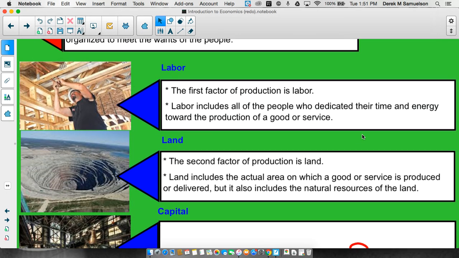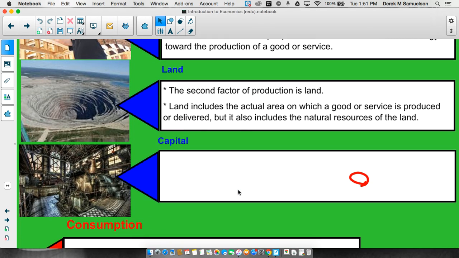Let's look at land. Land is, of course, the second factor of production. Land includes the actual area on which a good or service is produced or delivered, but it also includes all of the natural resources of the land. So any copper, iron, gold, platinum that comes out of the dirt, or any trees, plants that grow on top of the dirt. This is all included in the overall category of land. By the way, animals are included in land too, so wrap your head around that for a moment.